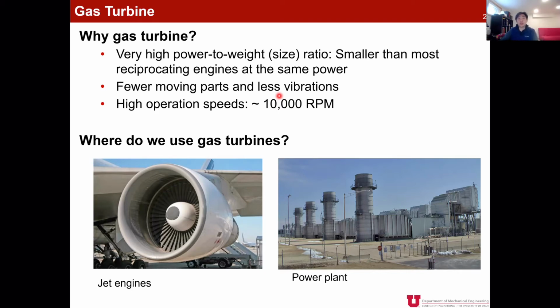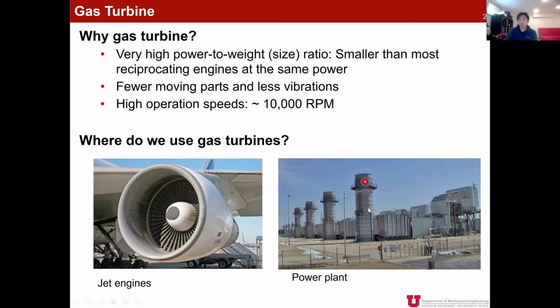With this unique feature of the gas turbine, we use gas turbine engines in many different fields, but particularly two main fields. One is the jet plane, which is what we usually see when you take a flight, right? Those gas turbines are attached at both ends of your wings. Another very popular area where we use gas turbines is the power plant.